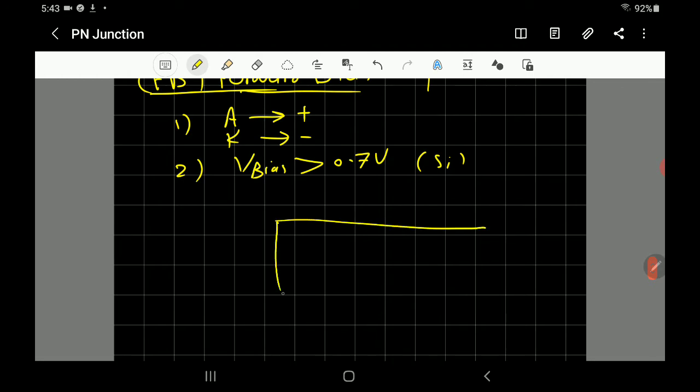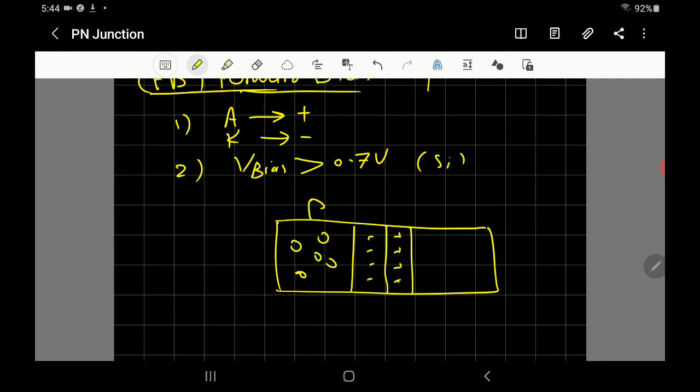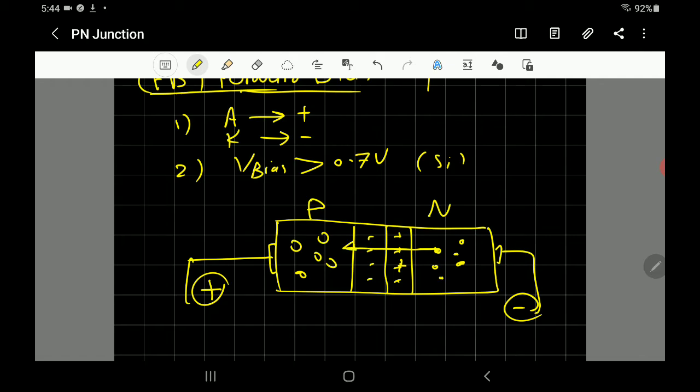So if you take a closer look, that's the positive and that's the negative, the depletion region, and you have holes here, that's P-type, and in N-type you have free electrons. When you connect this to the positive and this to the negative, what happens? Sufficient energy goes to the free electrons to overcome this barrier and move into the P region.